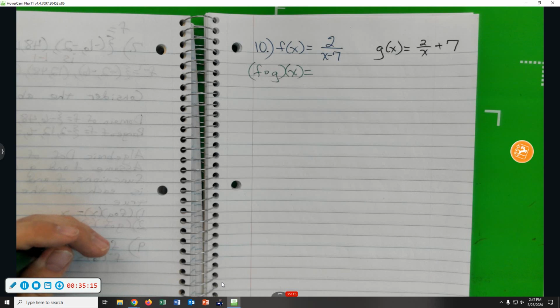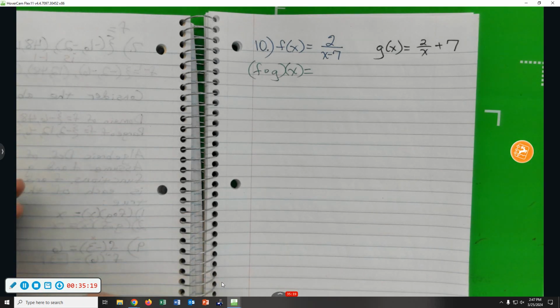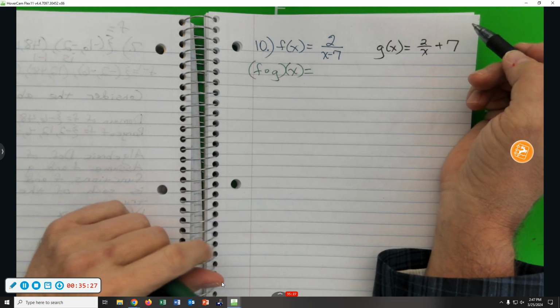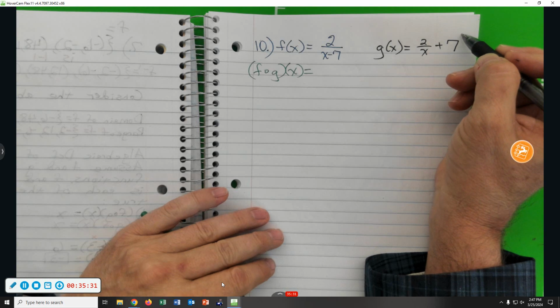We were finding the compositions. We were trying to do it in as few steps as possible because students have more success that way. We've noticed after 35 years of doing this stuff. 36, actually 37, but okay.